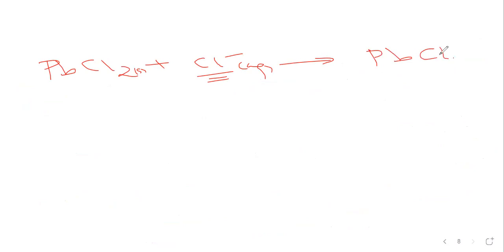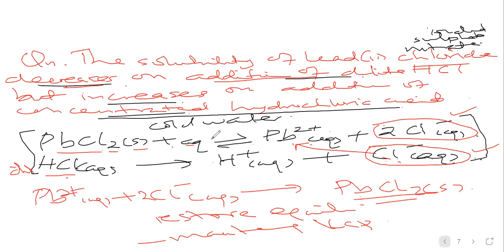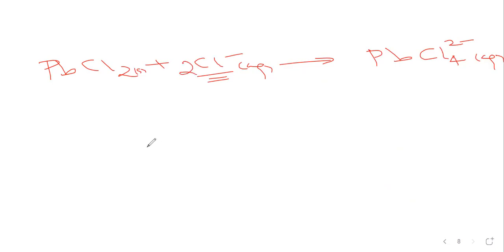So this question has two effects in one. It has complex ion formation. It has common ion effect first, in the first case, and in the second case, it has complex ion formation. So in the first case, solubility is decreasing due to common ion effect. And in the second case, solubility is increasing due to complex ion formation. We shall have a 2 here to balance this equation.